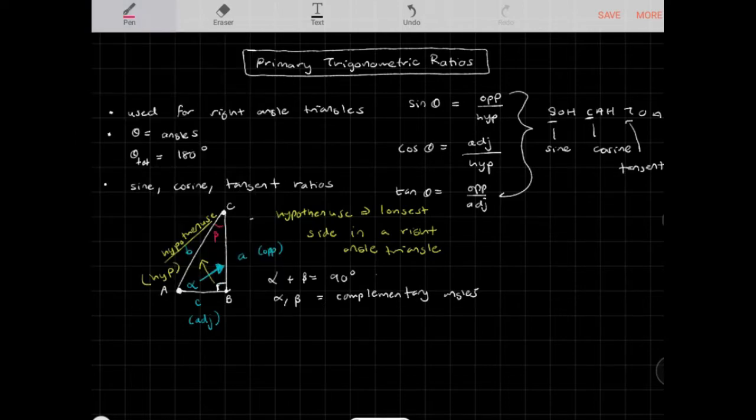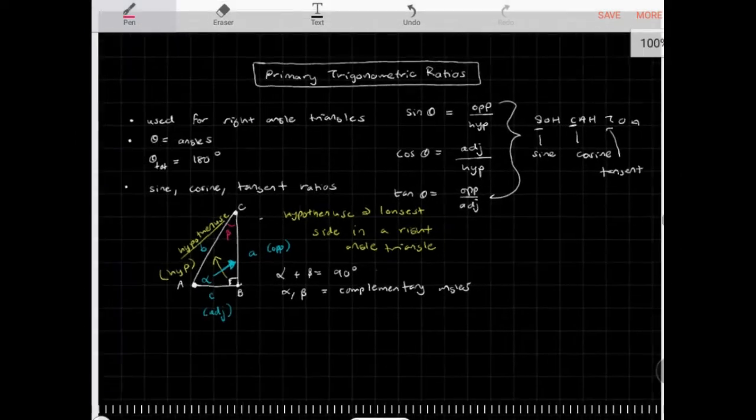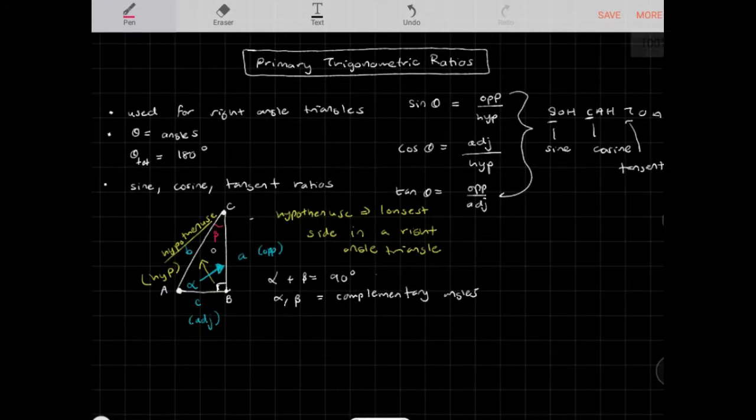So if I'm looking at angle beta, you can notice that now this side becomes the opposite side. This hypotenuse will still stay the same, and as a result, this becomes the adjacent side. So depending on our reference angle, it changes the ratio.